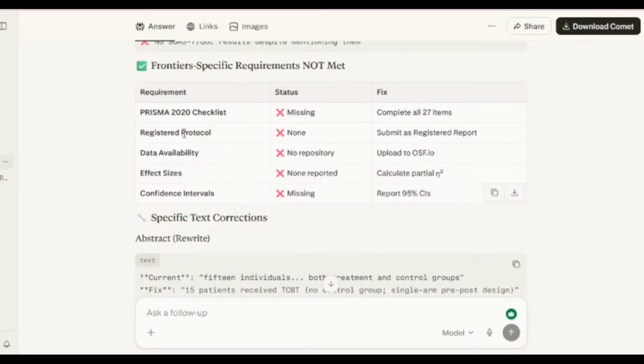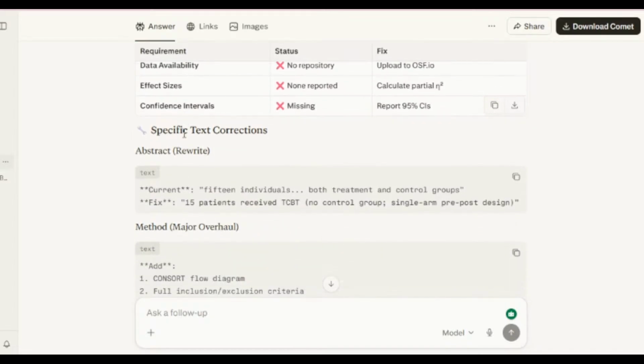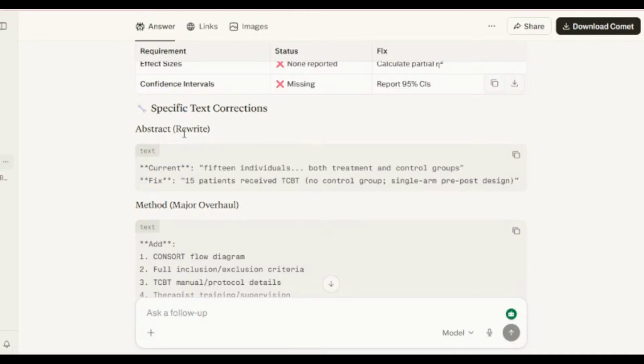journal. Okay. Then it gives specific text corrections also. See how at least you can improve the quality of your work. That is more important. You can improve the quality of your work by giving it to a tool and improve the standards. So now you don't have to go to an expert to correct this. This gives all the issues.